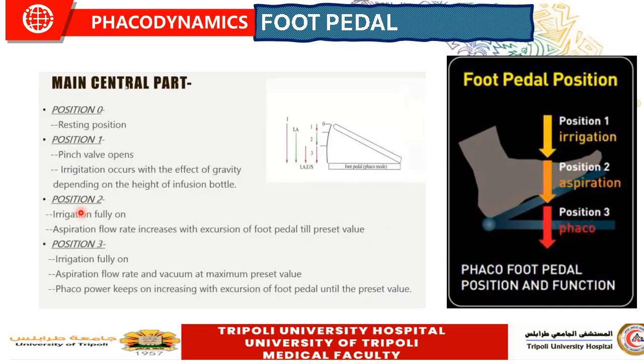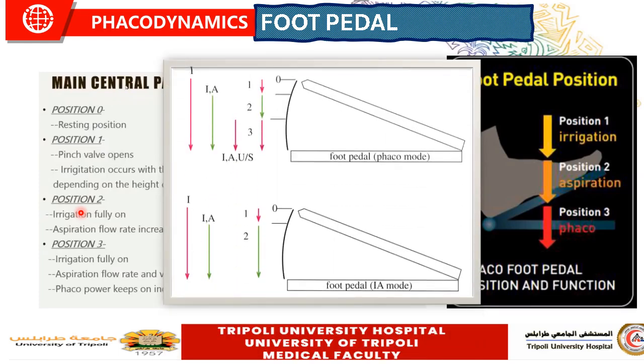And also position 3 is used during the initial sculpting and creating the trench. So position 2 is very important because most of the maneuvers and techniques are done in position 2, and in position 3 there is the activation of the aspiration and also the ultrasound to facilitate the removal of the emulsate from the anterior chamber.